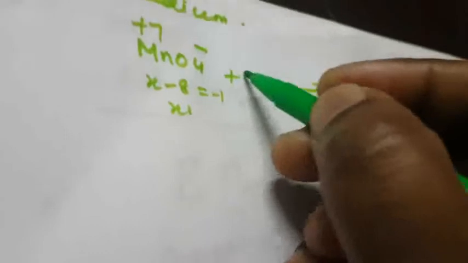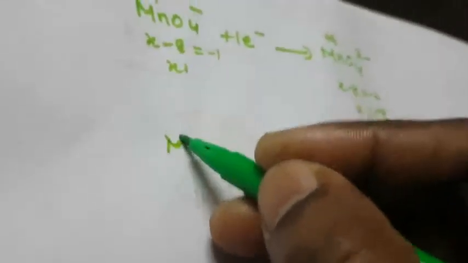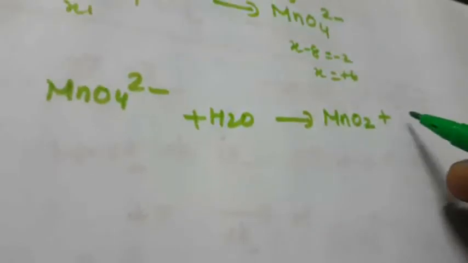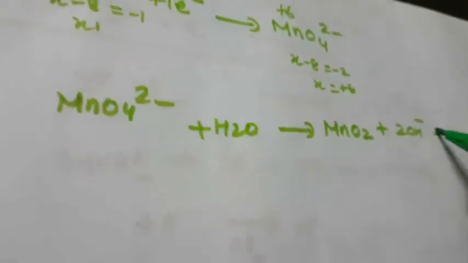So plus 6, how many electrons remaining? So that is 1 electron, right? So this is 1 electron. So what is the oxidation? When we are balancing that one, oxygen, so here that is MnO4. So how to balance that one? MnO4 2 minus, we are adding water, that is alkaline medium, again MnO2 plus 2 OH minus, plus oxygen.